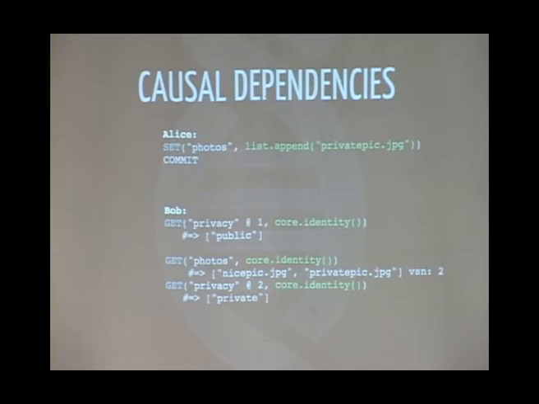But now he hits refresh. He wants to see more. And he goes through the same steps. So he requests the list of photos. And notice that we actually get a nice picture and a private picture. And then he asks, okay, what is the privacy at version 2 that we just got from that object? And it says it's private. So it knows that, but at this time, it cannot display the list of those pictures because it's private within this consistency view.